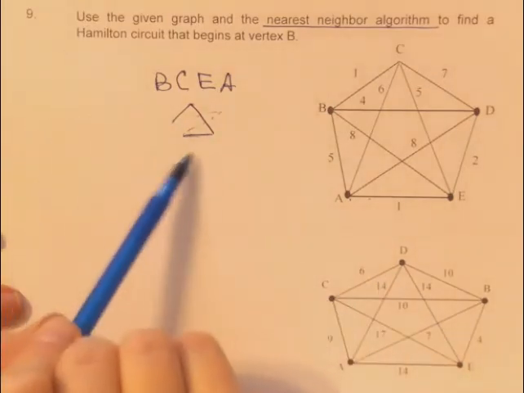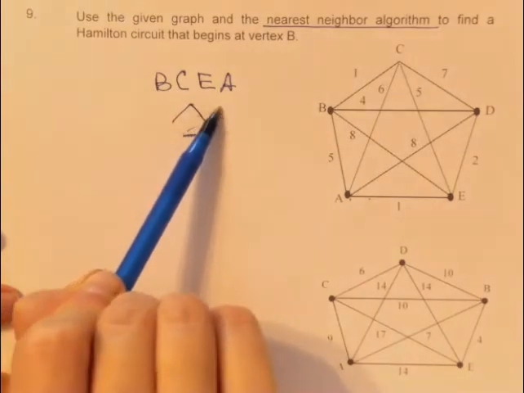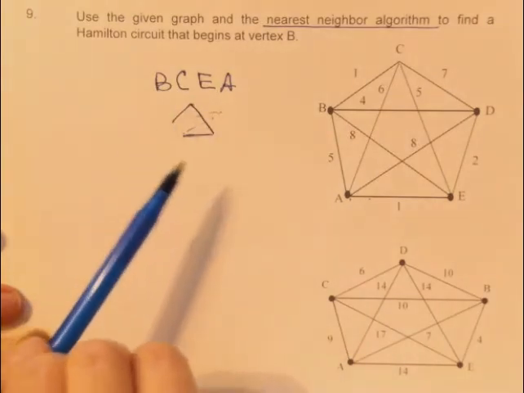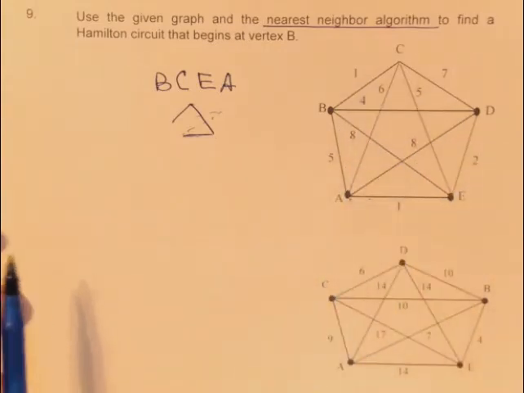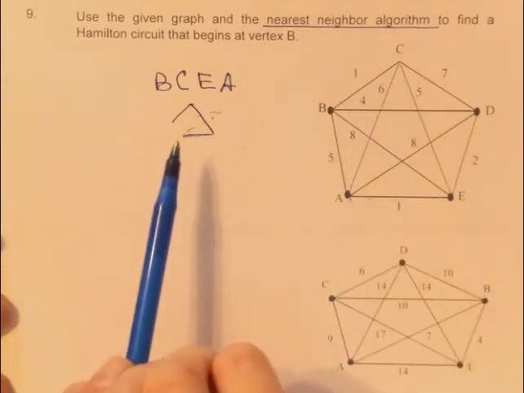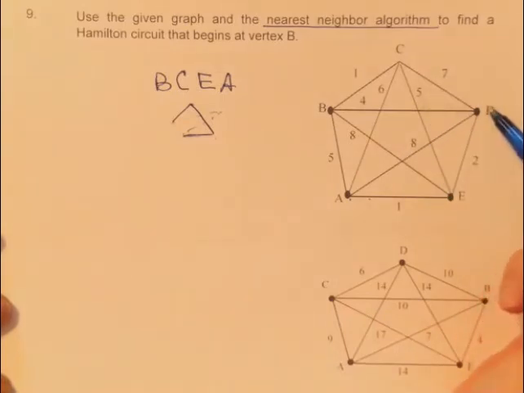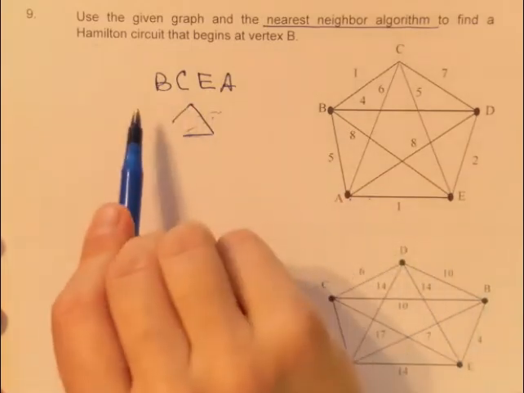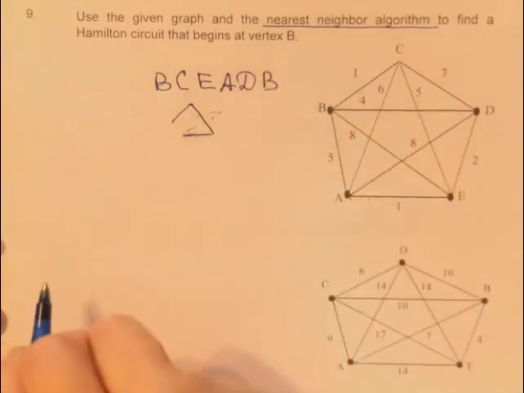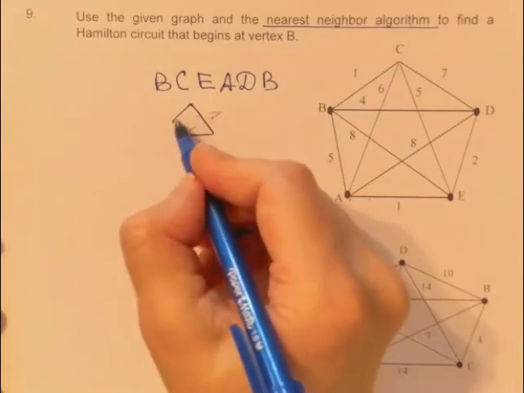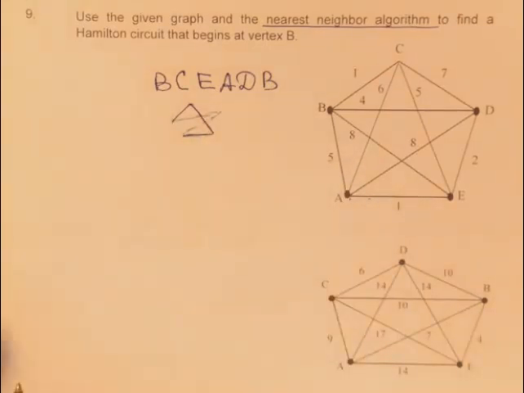In a Hamilton circuit, we visit all vertices. We don't want to visit every line, every edge. We want to visit every vertex or city, as it was in the examples. So the last is D, and then we return to B. This is the nearest neighbor algorithm for this graph.